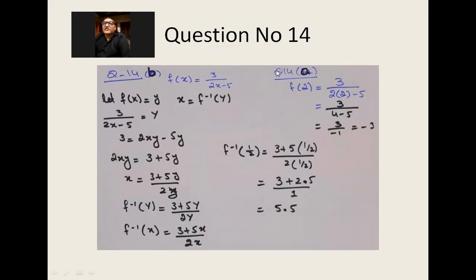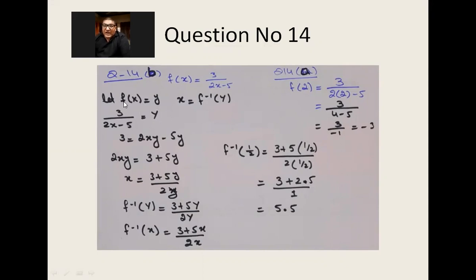The answer will be minus 3. This is the A part done here. The B part is, first of all, I need to find out the inverse. So the standard procedure for doing this is, I will suppose that let f of x equals y. If this f goes on the other side, we will have x equals f inverse of y.